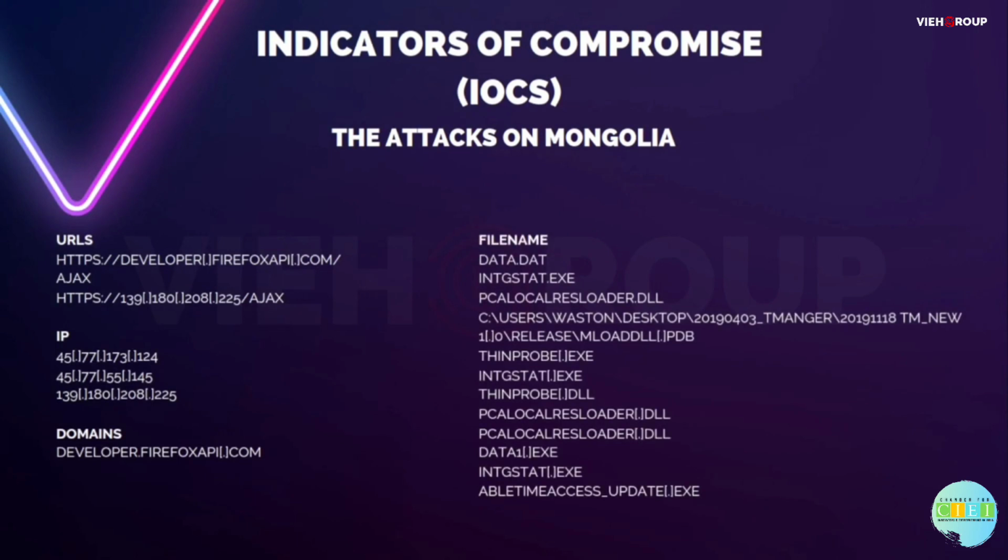And this is the indicator of compromise for the Mongolian government. So these were the URLs that were associated, IP addresses, domains, and these were the file names which were saved into the system.